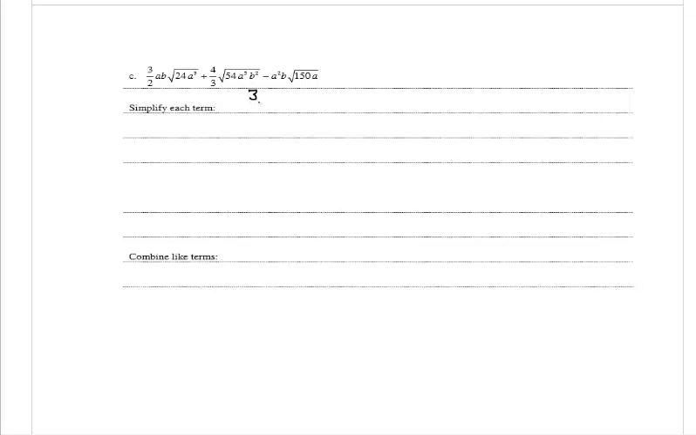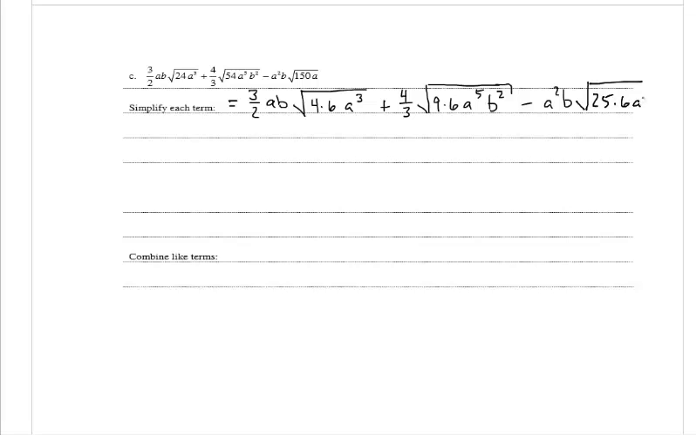So we have 3 halves ab times the square root of 4 times 6a cubed, plus 4 thirds times the square root of 9 times 6a to the fifth b squared, minus a squared b times the square root of 25 times 6a. And now we're going to take all the perfect squares out of the radicals.